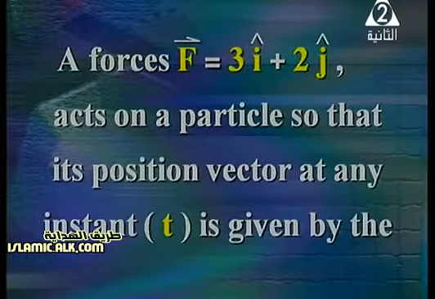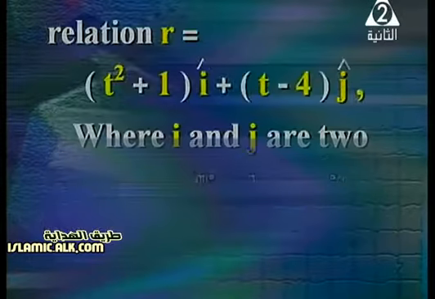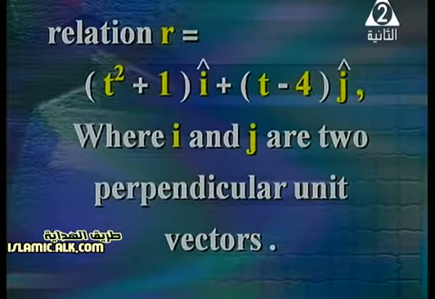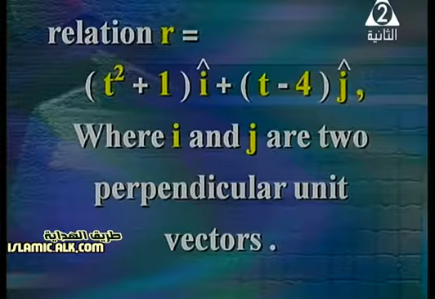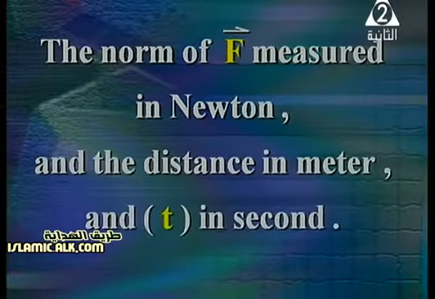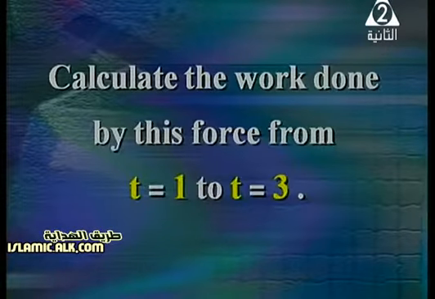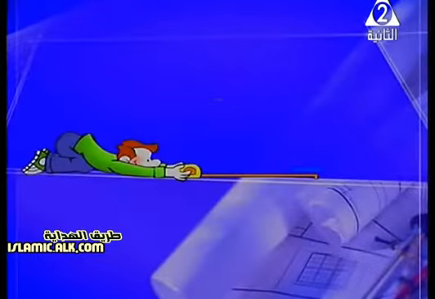A force F equals 3i plus 2j acts so that its position vector at instant t is given by r equals (t squared plus 1) i vector plus (t minus 4) j vector, where i and j are two perpendicular unit vectors. The norm of F is measured in Newtons, distance in meters, and t in seconds. What is required? Calculate the work done by the force from t equals 1 to t equals 3. Solution.